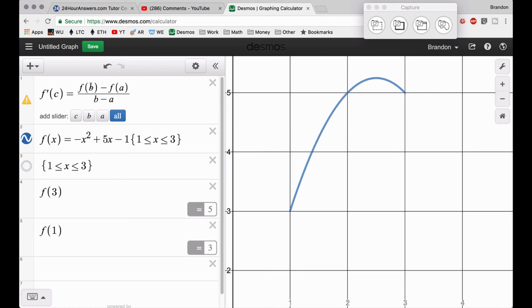But the main idea about the mean value theorem is this. You want to find the slope of the line that connects your two endpoints. That's the slope of the secant line. You want to set that equal to the function's derivative, and you want to solve for that value of x. In this case, we called it c. And you should find at least one number. Sometimes you may have more, but you should find at least one number on that interval, in this case from 1 to 3, such that the derivative at that point is equal to the slope of the secant line.